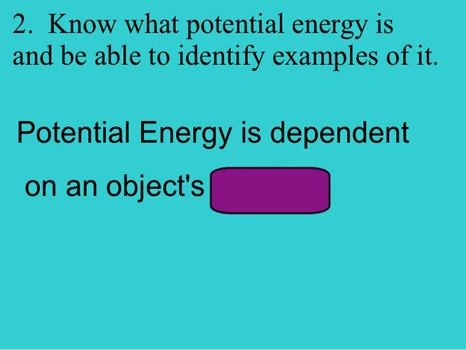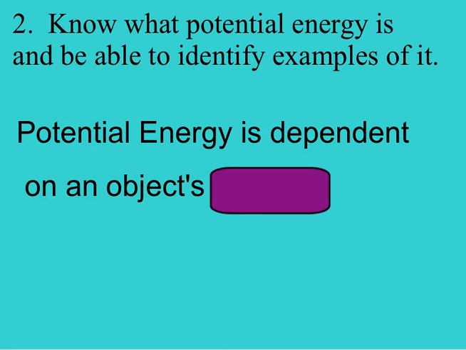Here's your quick review. This is the success criteria, physical science number 2, PS2 learning set 2. And this is for number 2 on your review guide. So know what potential energy is and be able to identify examples of it.